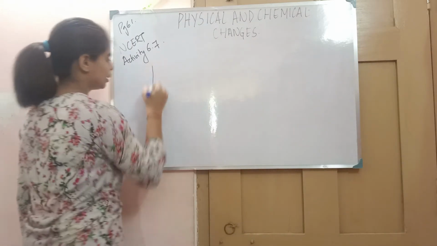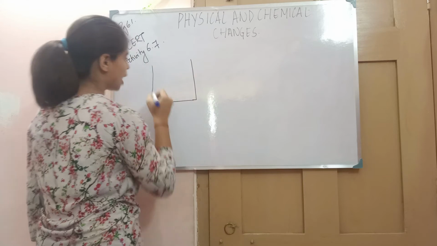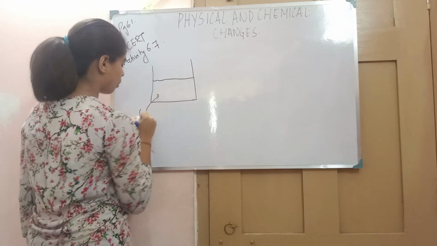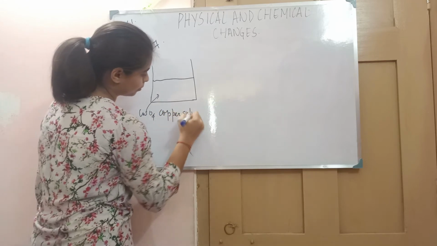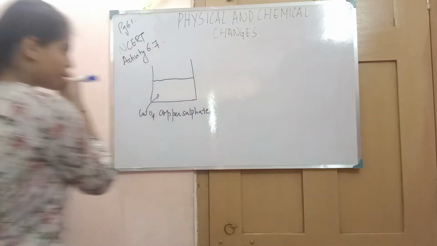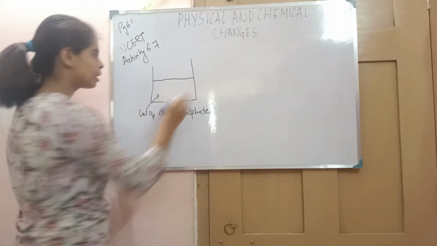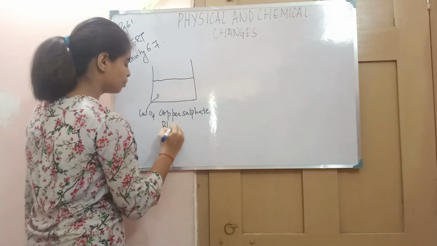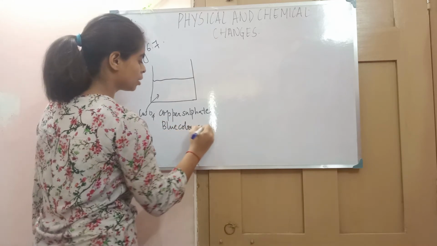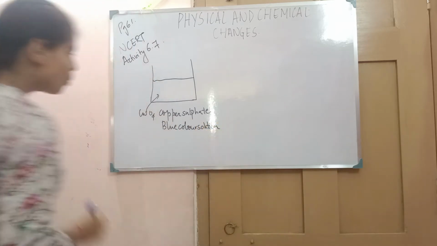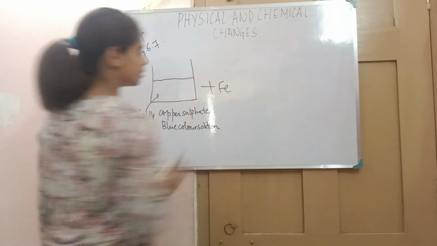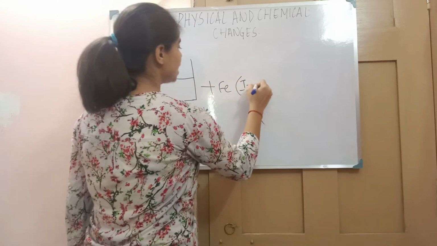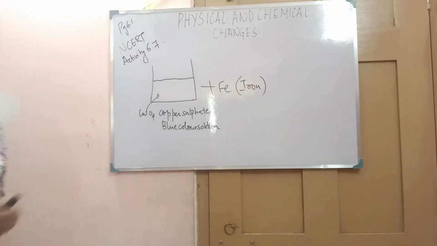So what it is saying is that if you take a beaker and dissolve copper sulfate in water, you will see that the color of the solution turns blue. It is a blue color solution. Now, in this copper sulfate, add iron, any iron element, nails, or you can use shaving blades.